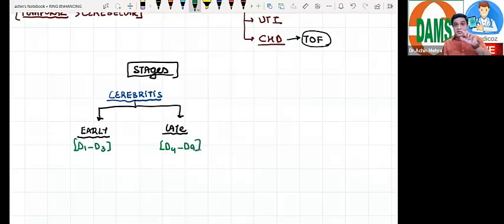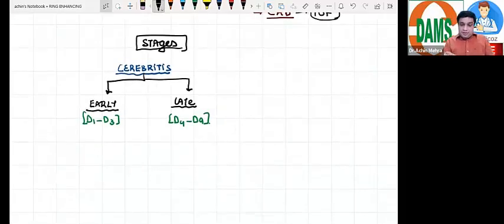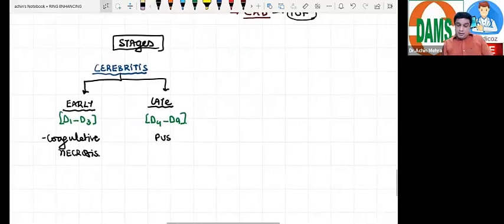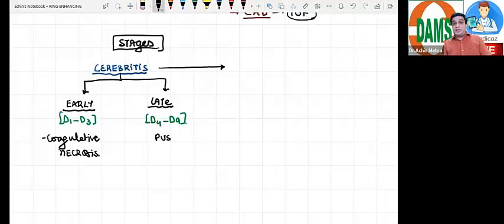Now, what are the major pathological changes that we come across in this patient? First, in the early cerebritis, we're going to have coagulative necrosis. In the late cerebritis, we are going to find pus formation. Okay. Then after the stage of cerebritis, we pass into a stage of capsule formation. So it becomes capsulated now, capsule formation.